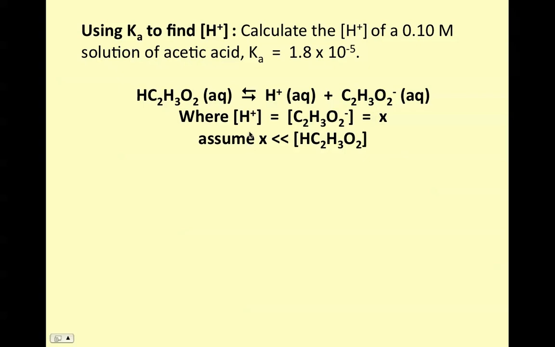We're going to assume that H plus is equal to the acetate ion, which we're going to be assigning X. So this is important because we know that for every one of these that actually does break up, it's going to produce one proton and one acetate ion.